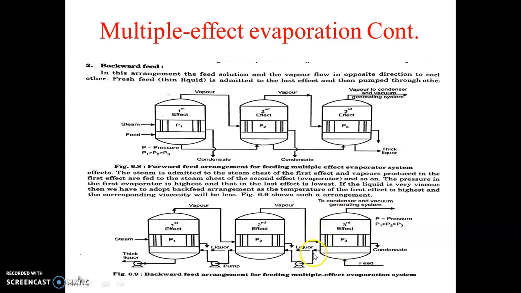After evaporation takes place, this thick liquor is sent to the second evaporator, and after concentration in the second, this thick liquor is sent to the first evaporator, and the final thick liquor is obtained from the first evaporator. This is called a backward feed. Backward feed means steam and feed are in opposite directions. In forward feed, steam and feed are in the same direction.